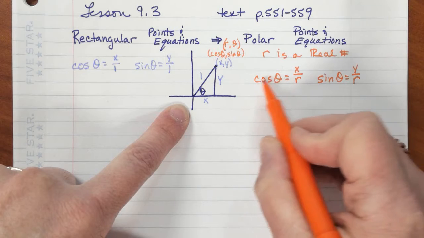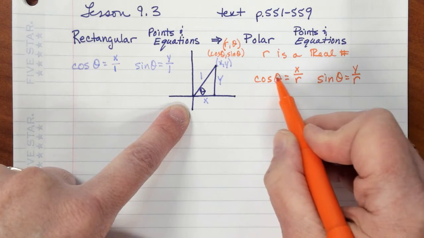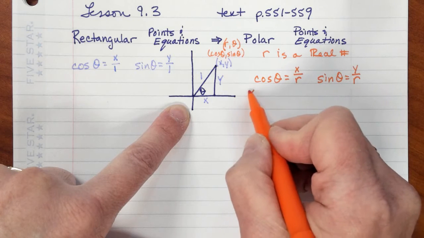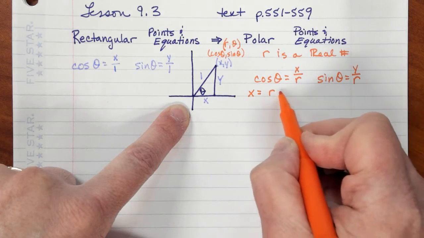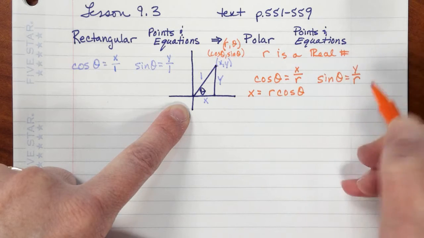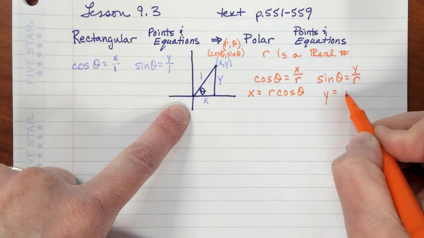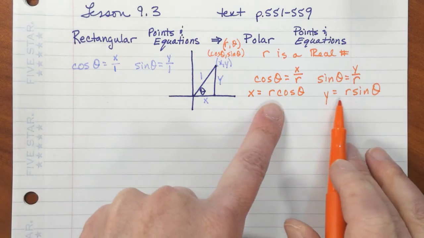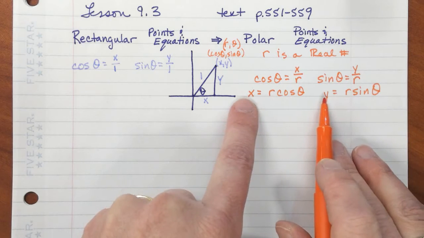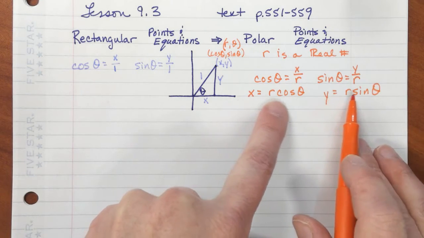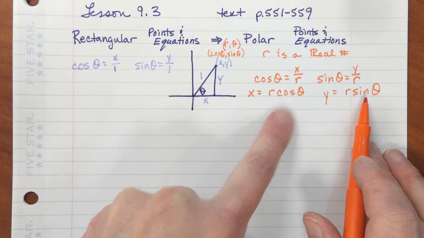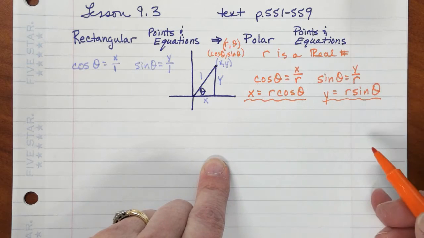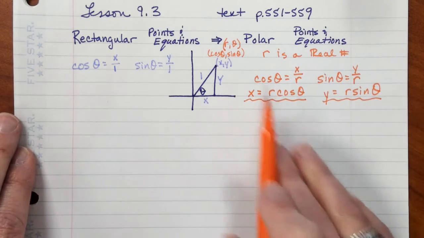Now if I cross multiply, r times cosine theta equals x, and y equals r sine theta. Now look what we've done. We have created a way to go from the rectangular x and y to the polar. So these are very important for you to memorize. And it goes right back to your triangle.